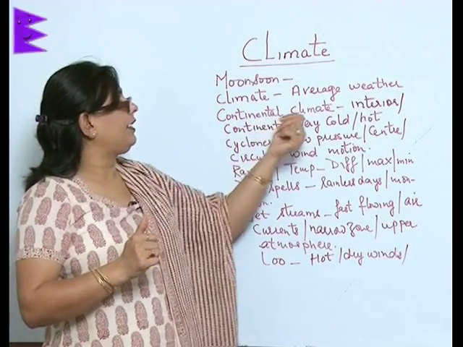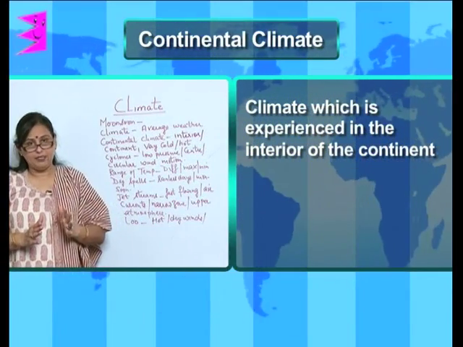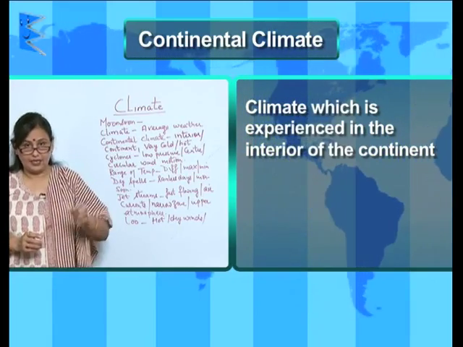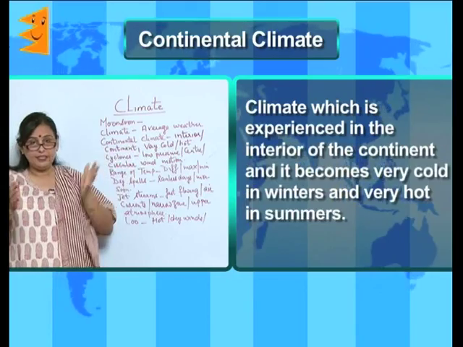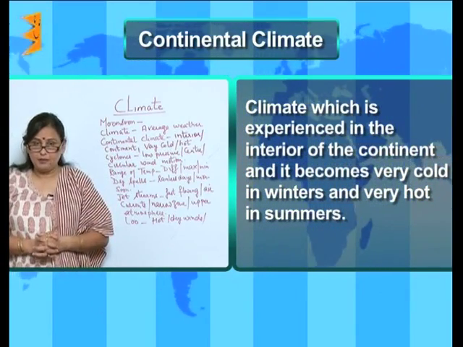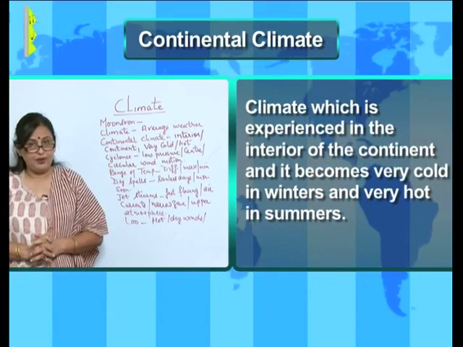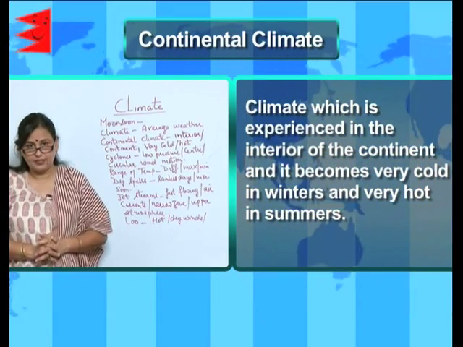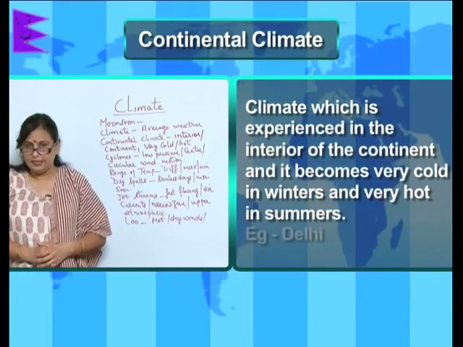Next, continental climate. Continental climate is that climate which is experienced in the interior of the continent, and in this kind of climate it becomes very cold in winters and very hot during summers. The best example of the continental climate is Delhi.